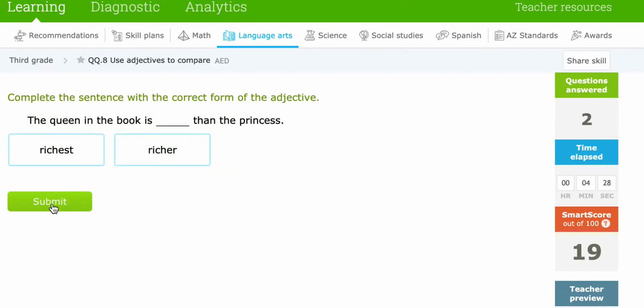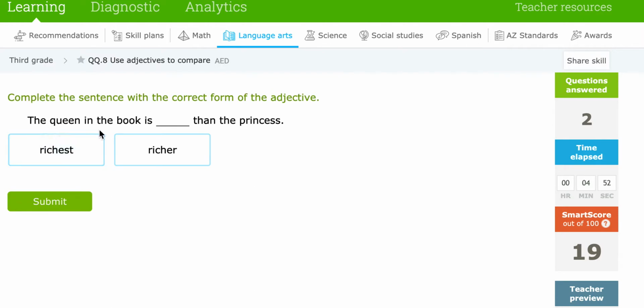So now let's do one more together. The queen in the book is blank than the princess. So how many people are we talking about in this sentence? We're just talking about the queen and the princess, and that's two. And if you get confused or lost, just try to read the sentence with both words in the sentence, and see which one sounds like it makes sense.